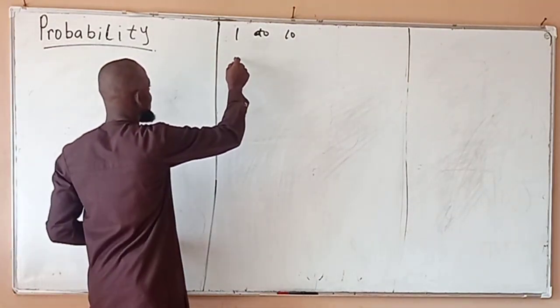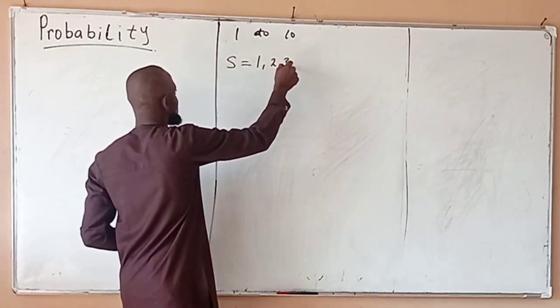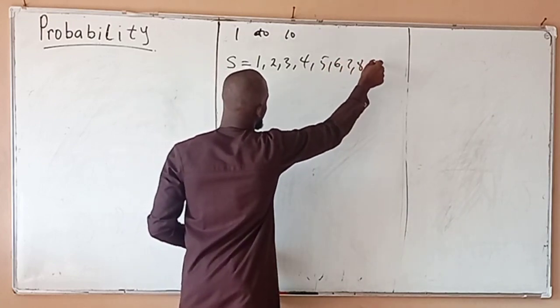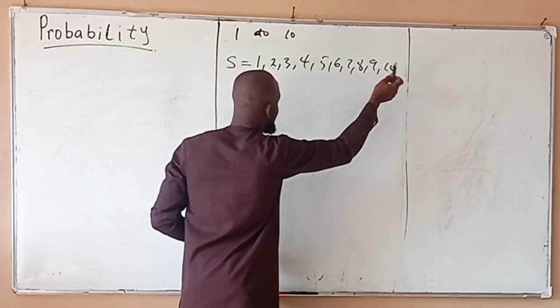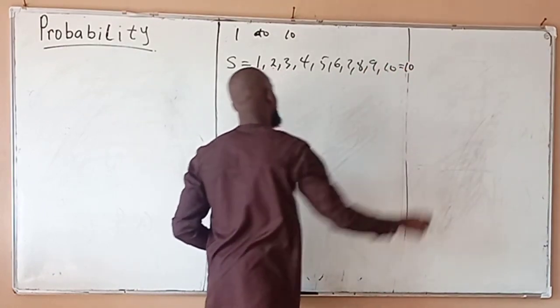The sample space will be 1, 2, 3, 4, 5, 6, 7, 8, 9, 10. So the sample space is equal to 10. We have 10 possible outcomes here.